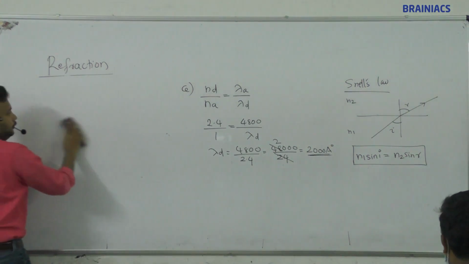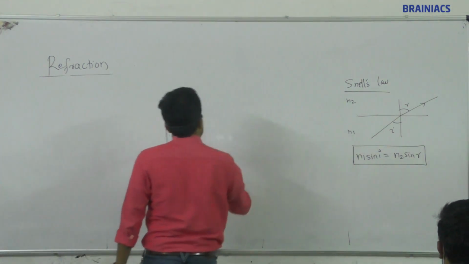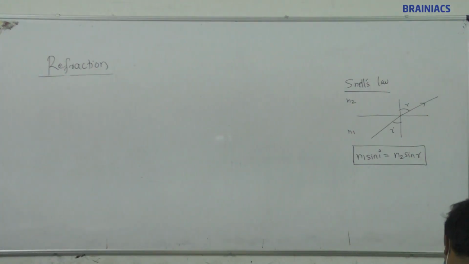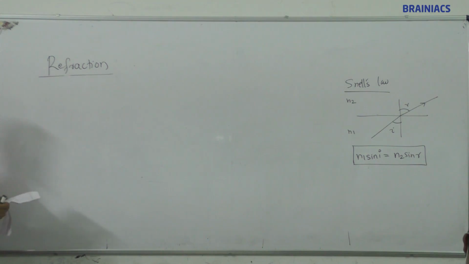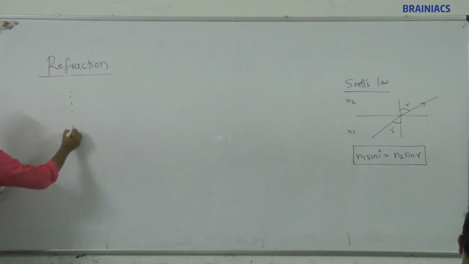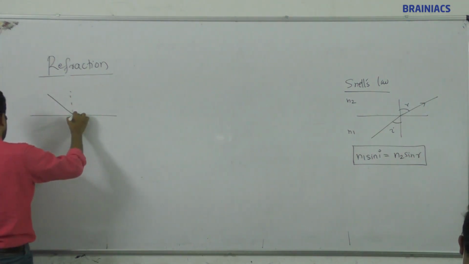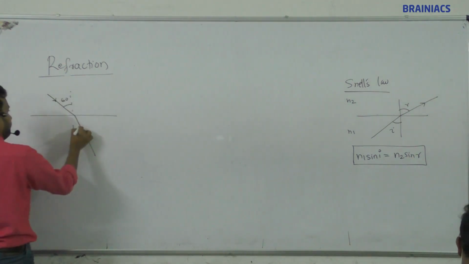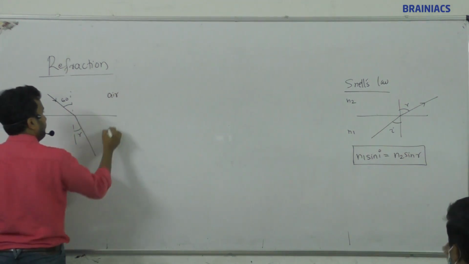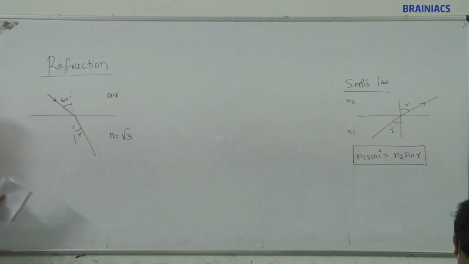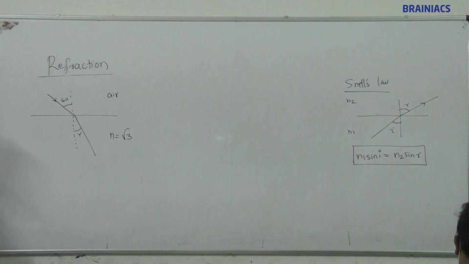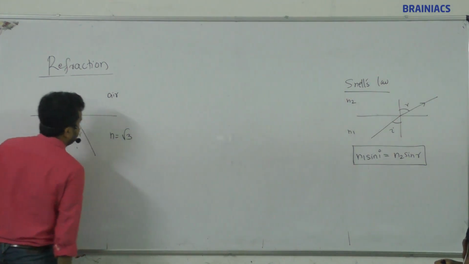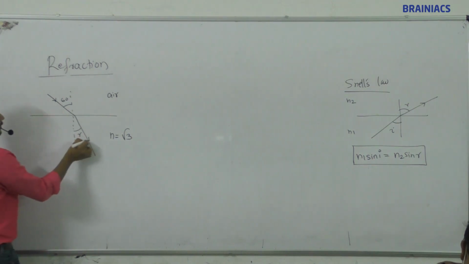Write a question and answer it. Find the angle of refraction and the angle of deviation. Draw the diagram, then we'll see. Find the angle of refraction and the angle of deviation. I will tell you a couple of things. Angle of refraction and angle of deviation.